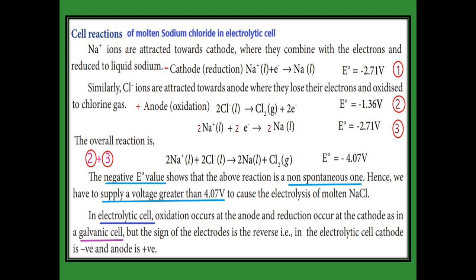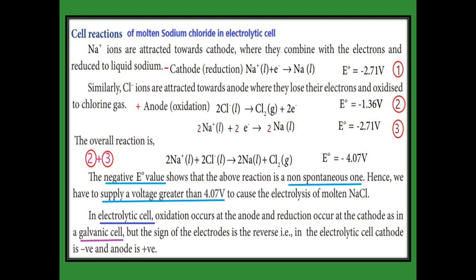Now adding these two equations, we get the overall reaction: 2 Na plus plus 2 Cl minus gives 2 Na plus Cl2 gas. The E naught value, on adding these two equations, becomes minus 4.07 volt. The negative value of E naught shows that it is a non-spontaneous reaction. If the E naught value is positive, it is a spontaneous one.